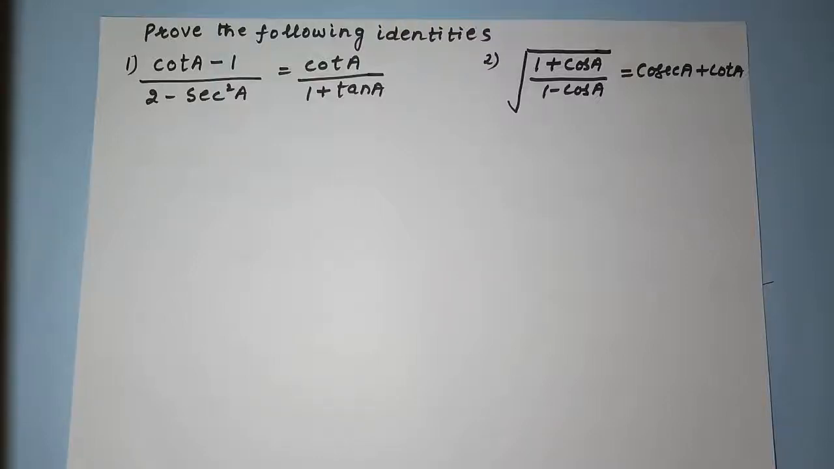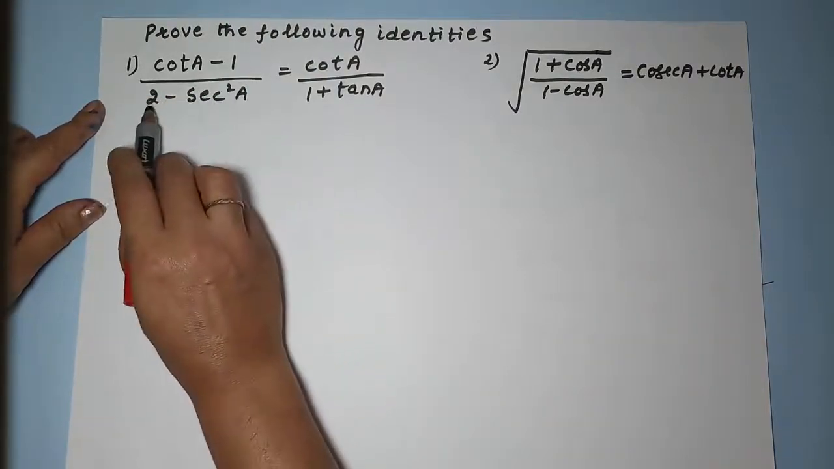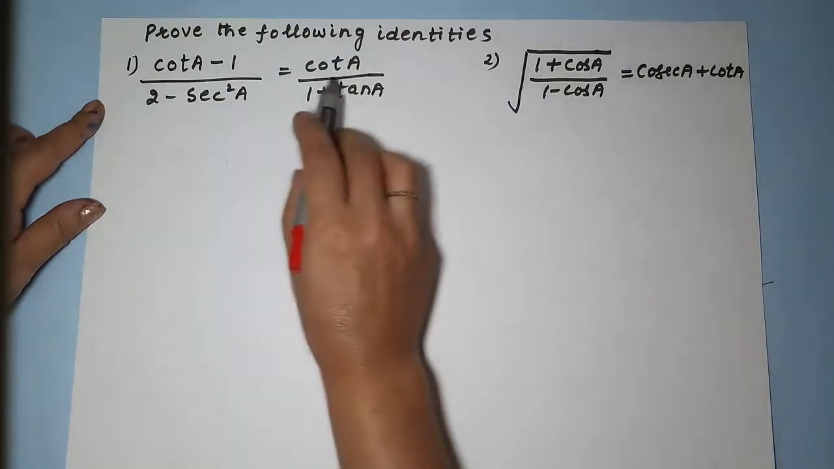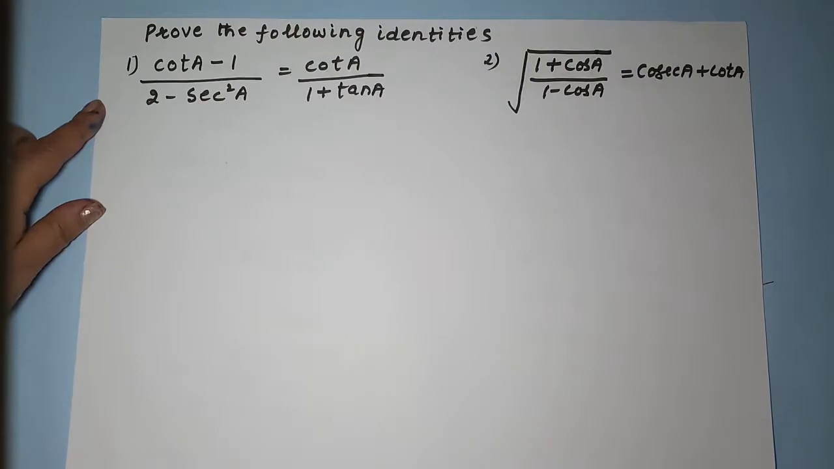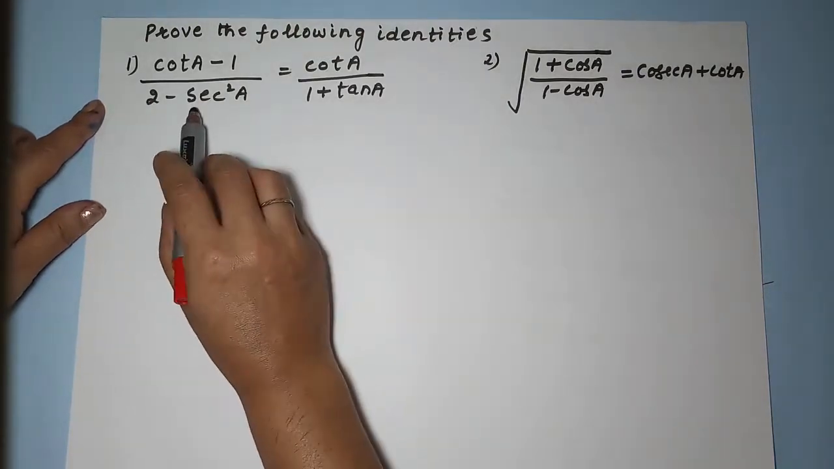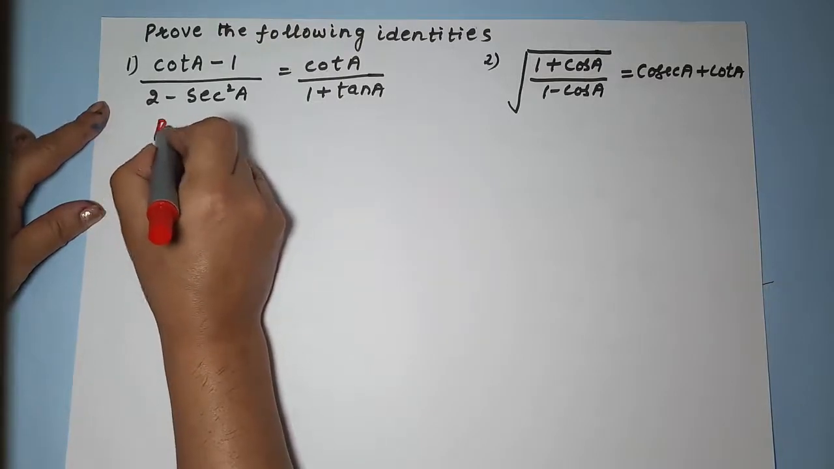In this video, we are continuing with the identities. We'll solve a few more identities. We have (cot A minus 1) upon (2 minus sec square A) equal to cot A upon (1 plus tan A). Now here, this seems a little difficult, so we will take the right hand side part here.